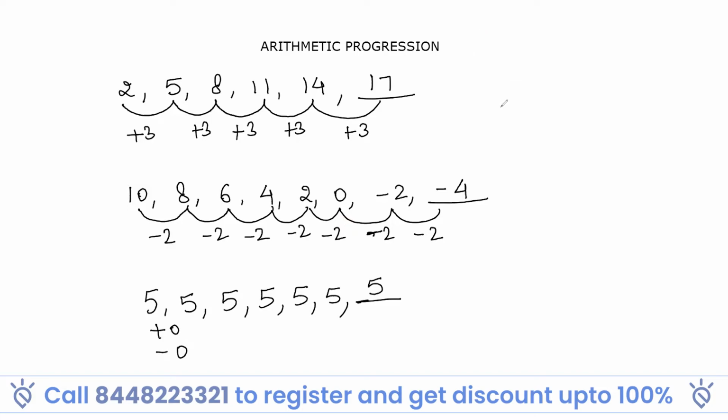Now, in arithmetic progression, the first term is usually denoted by small a. This is the first term.